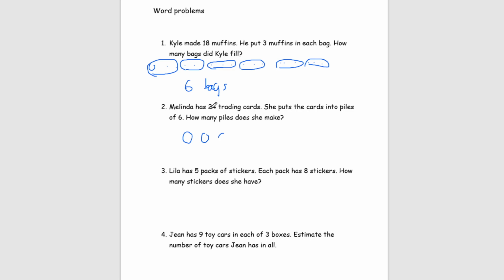and I'm going to see how many it takes to get 24. So 1, so that's 6. Second stack is 12. Another stack is 18. And last stack is 24. So we have 1, 2, 3, 4 stacks, which is basically the same thing as piles. So number 2, she makes 4 piles.